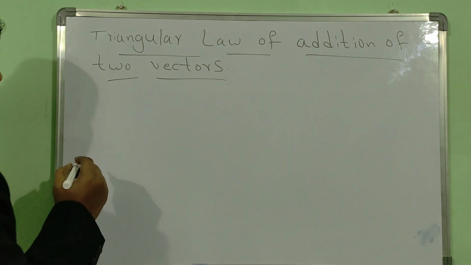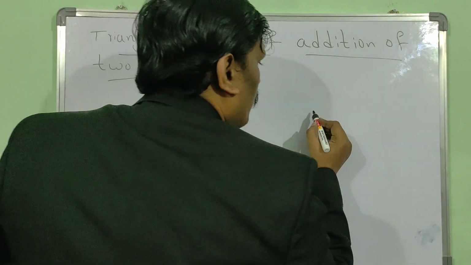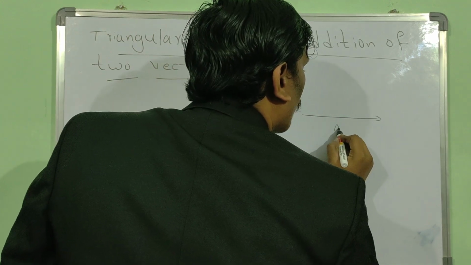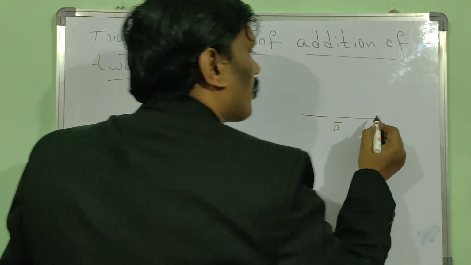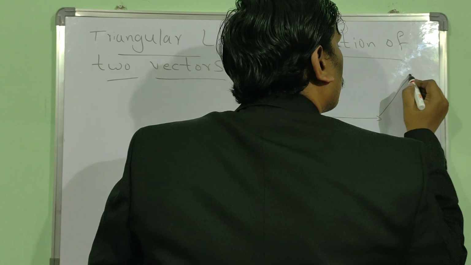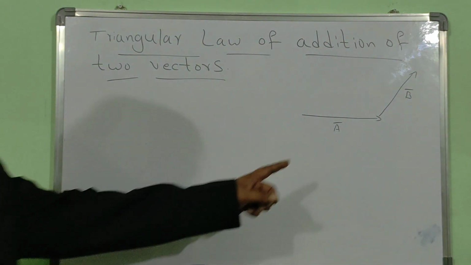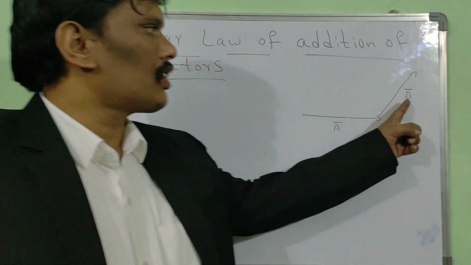Let us see. Here I am going to consider two vectors. One vector is A bar, another vector is B bar.